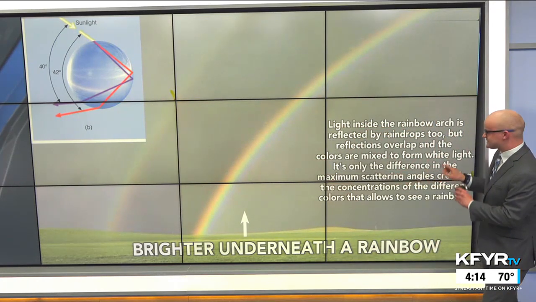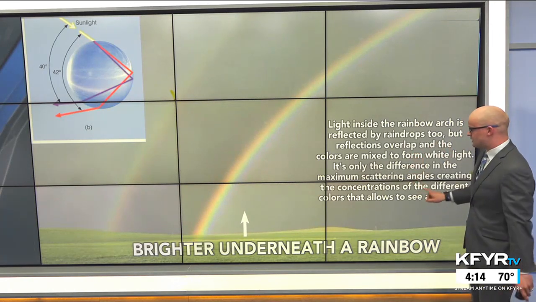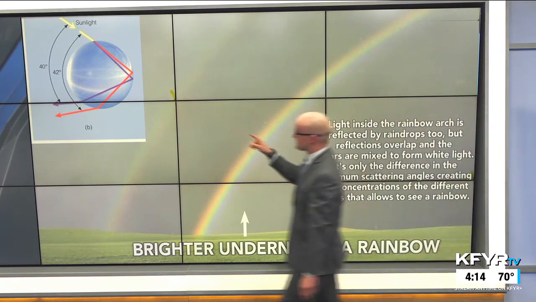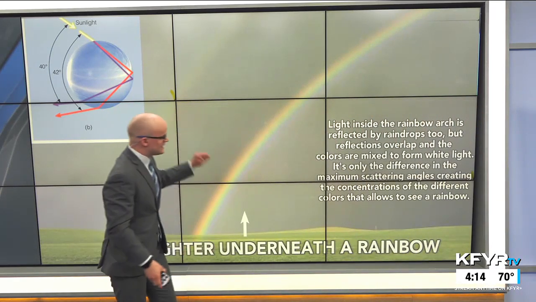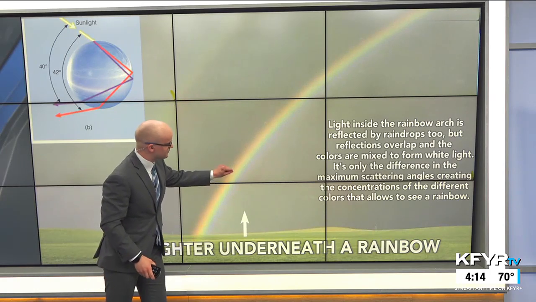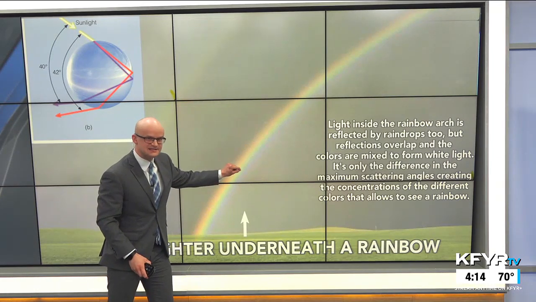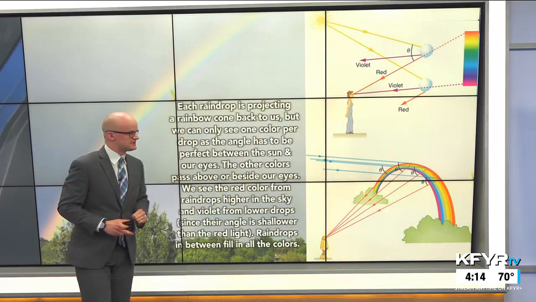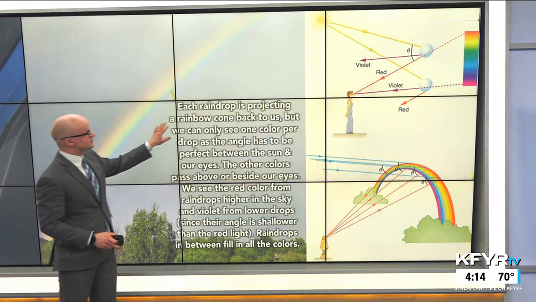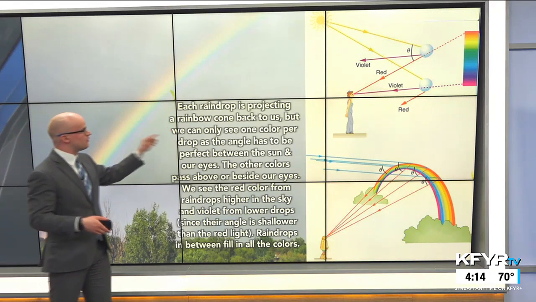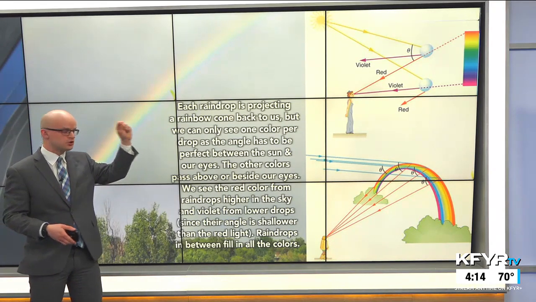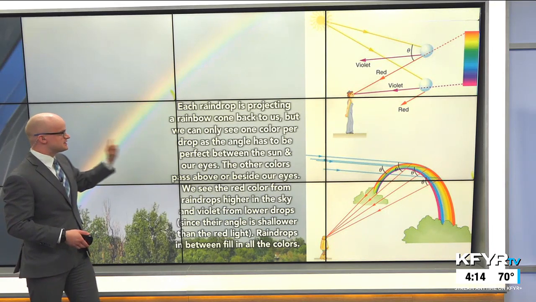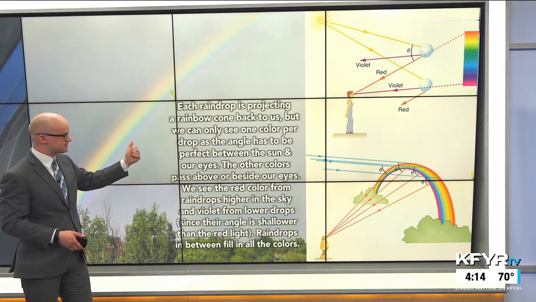It's only the difference in the maximum scattering angles of the different colors of light creating the concentrations of those different colors, because again, each color has a different wavelength. That allows us to see the different colors of the rainbow coming out of those raindrops at exactly different angles, concentrating those different colors at precise angles in the sky. So each raindrop is projecting a rainbow cone back at us, but we only see one color of the rainbow per raindrop, as the angle has to be perfect between the sun and our eyes. The other colors pass above or beside our eyes that are coming out of each raindrop.